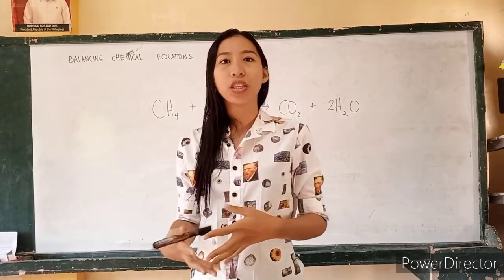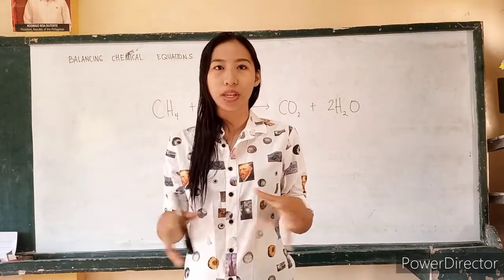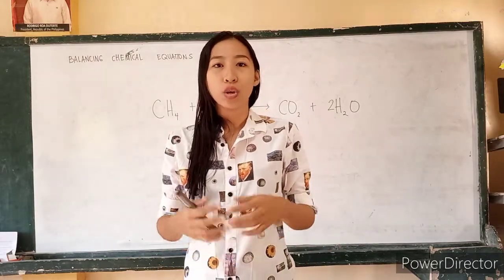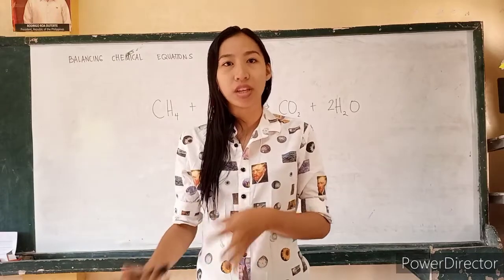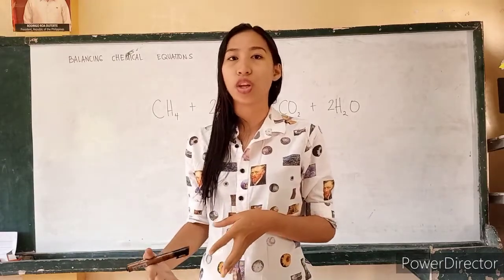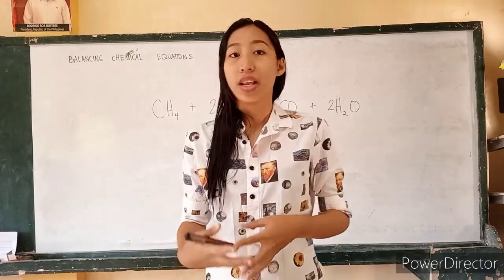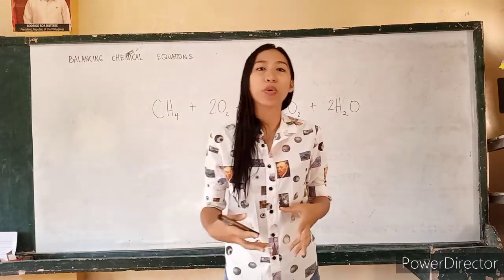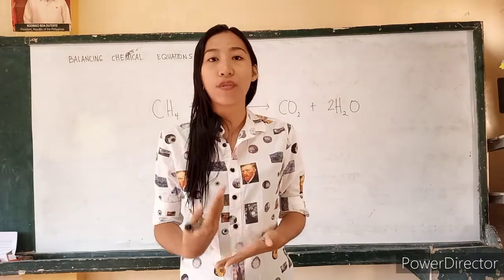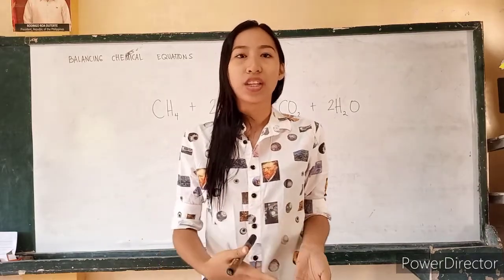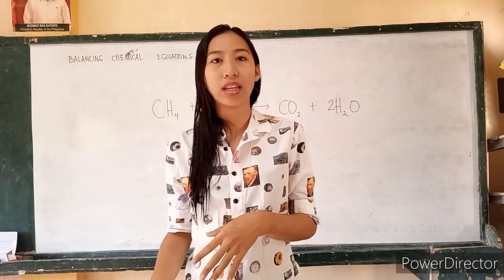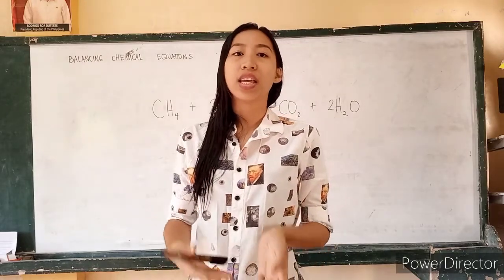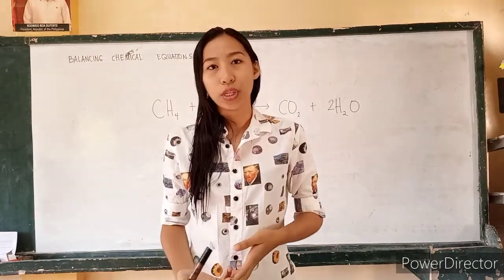But before we proceed to those kinds of topics, let us first go through what is a chemical reaction or what is a chemical equation and the parts of a chemical equation. And aside from that is balancing chemical equations, because it is very important to know how to balance an equation first before calculating for the limiting reactant, excess reactants, and of course the amount of percent yield.